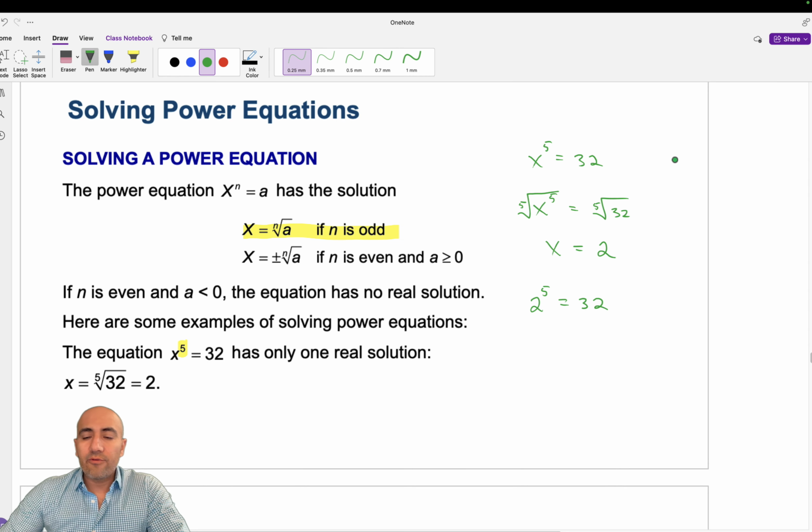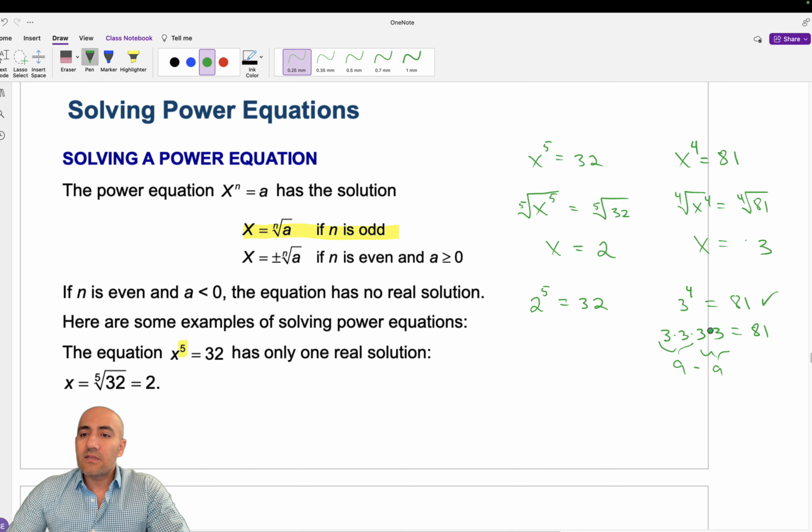So for example, if we had x to the power of 4 equals 81, then when we solve this, there's going to be 2 solutions. When we take the 4th root of x to the 4th equal to the 4th root of 81, then x equals 3 is an answer. We can check it. 3 to the power of 4 is 3 times 3 times 3 times 3. These two become a 9, these two become a 9, so the whole thing equals 81. So in fact, that is an answer.